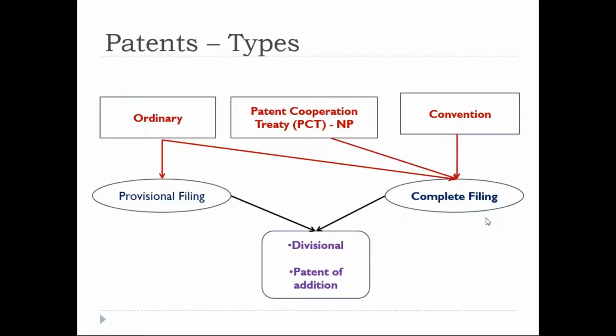What is the use of this provisional filing? Assume you are developing, I'll give both examples. One is about a product and another is about a process, right? Let us take the COVID example. You are making a ventilator, right? You are assuming that for sure there is no ventilator like what you are manufacturing.